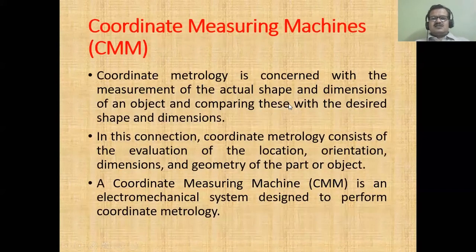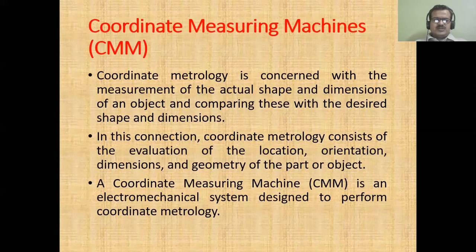Now let us discuss coordinate measuring machines, CMM, right? Coordinate metrology is concerned with the measurement of actual shape and dimension of an object and comparing these with the desired shape and dimension. In this connection, coordinate metrology consists of the evaluation of the location, orientation, dimensions, and geometry of the part or object. A coordinate measuring machine, the name itself says that it measures coordinates, and many coordinates together give you the idea about the part.